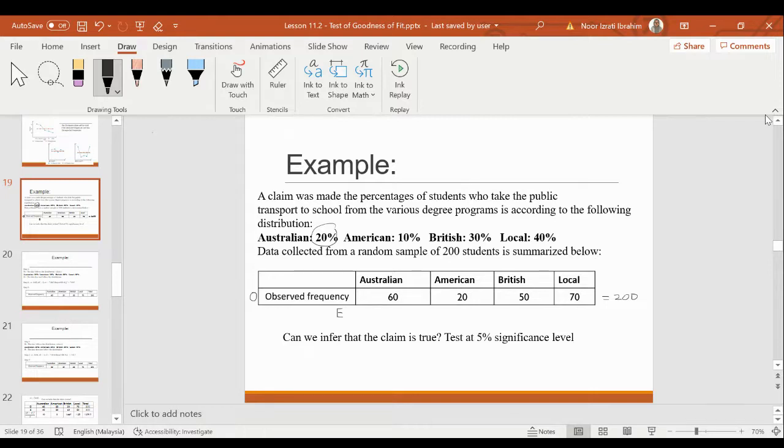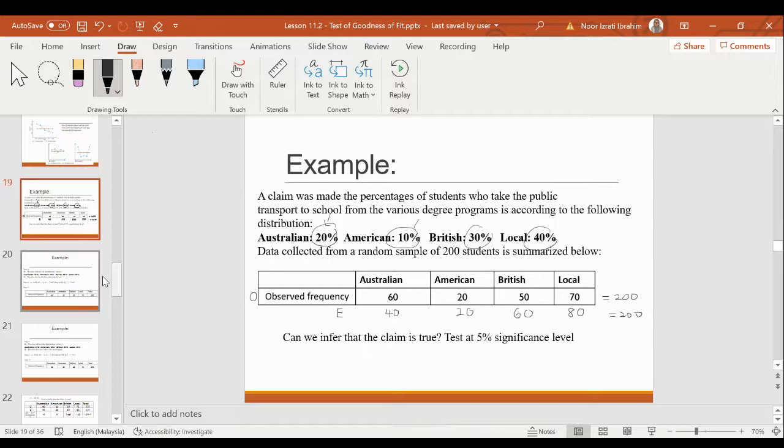20% of 200 is 40, 10% of 200 is 20, 30% of 200 is 60, 40% of 200 is 80. If you add them up, you still have 200. This is how you get the expected value. Always find it according to the percentage given.